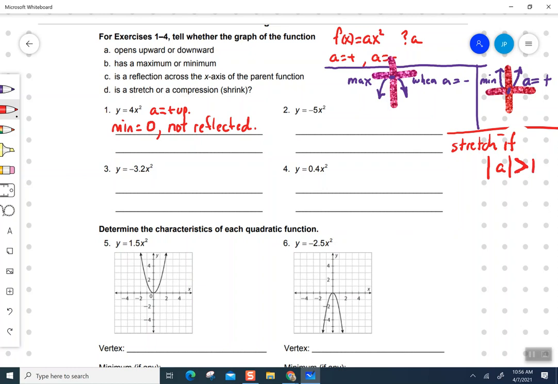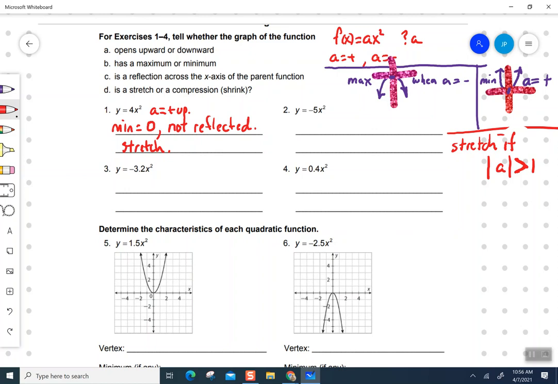Okay, what does it mean by the absolute value? Remember, the absolute value is a distance a number is from 0, therefore it can never be negative. It has to be a positive answer. So if I look at 4, 4 is bigger than 1, therefore it is a stretch. Okay, so now we have all 4 answers. So now you do number 2, pause. Once you finish number 2, go back to it.